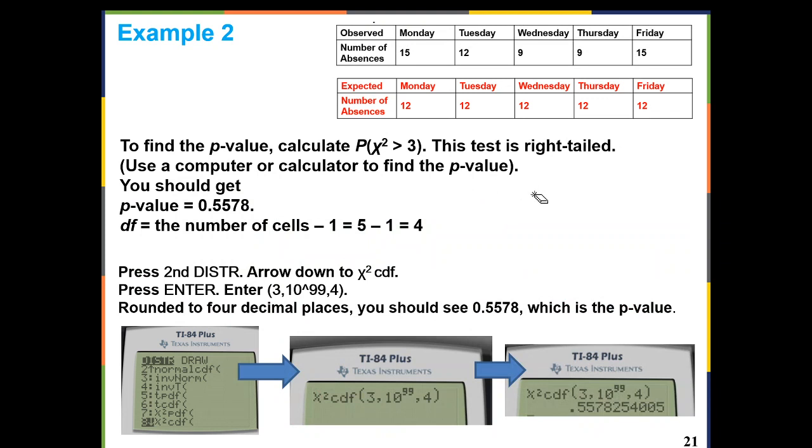So we are going to use the calculator and find the area to the right of a chi-square distribution with degrees of freedom of 4, to the right of 3. That's that area. So we can go to second distribution and find chi-square CDF, just like normal CDF or TCDF, we have chi-square CDF.